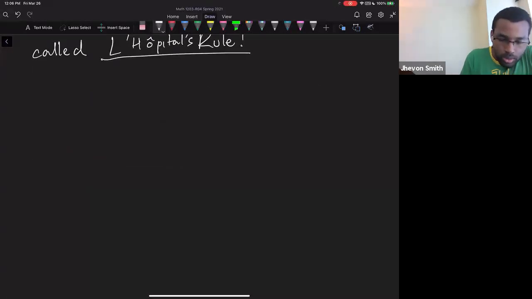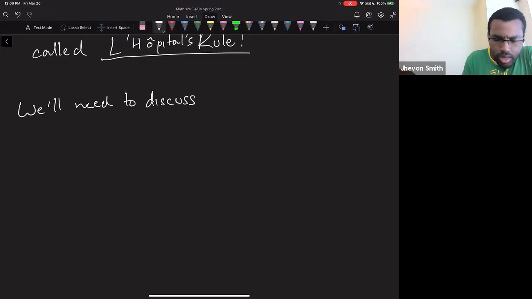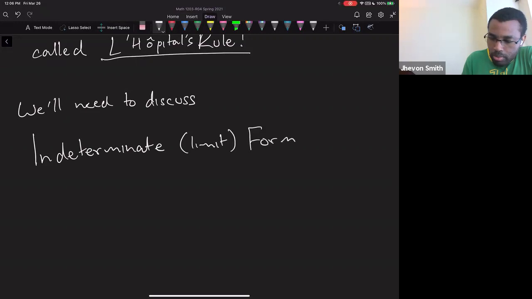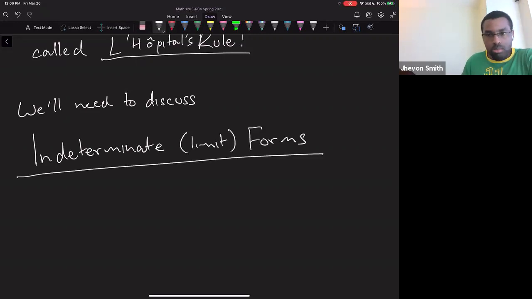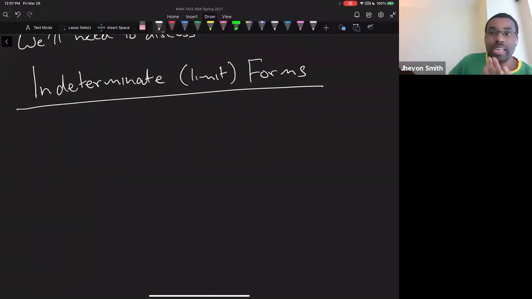So we'll need to discuss something called an indeterminate form. Now, when someone says indeterminate form, they really mean an indeterminate limit form, but we usually don't say the word limit. But it's very important that you understand that it's a limit form. It's not really an evaluation of a function, as some people might think.